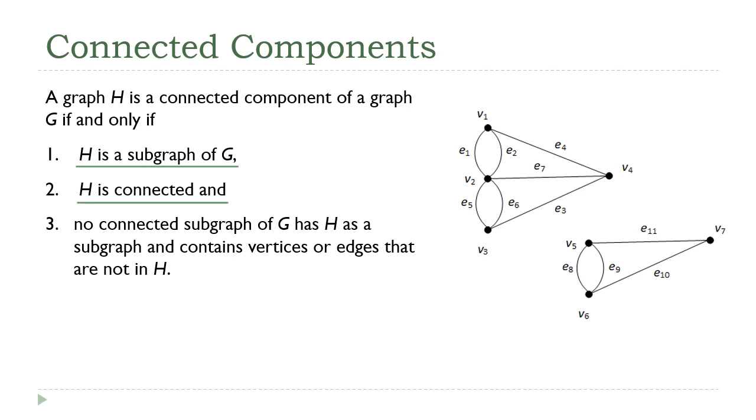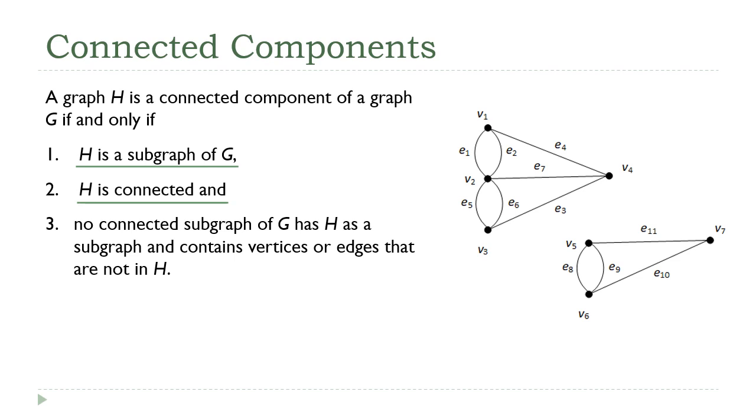The third requirement is maybe a little less obvious. What this part is saying is that for a component to be a connected component, for a subgraph to be a connected component, it has to be, in a sense, maximal. That is, there can't be a larger connected component that contains it.